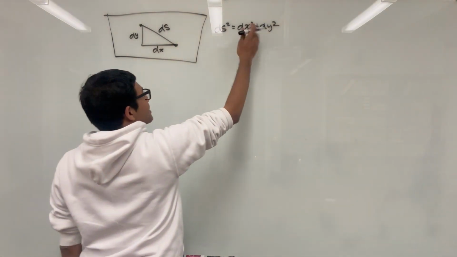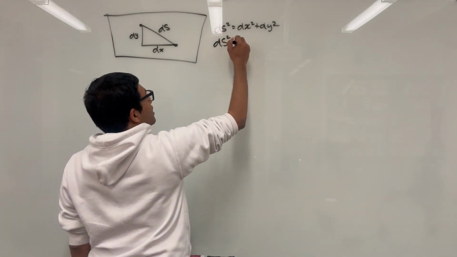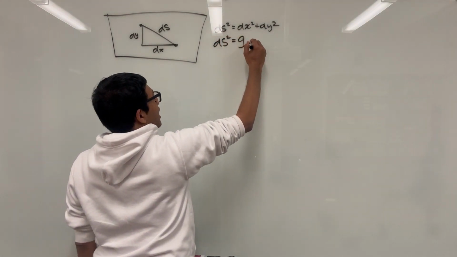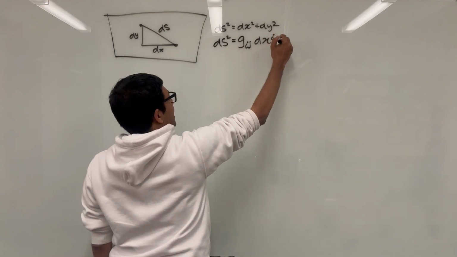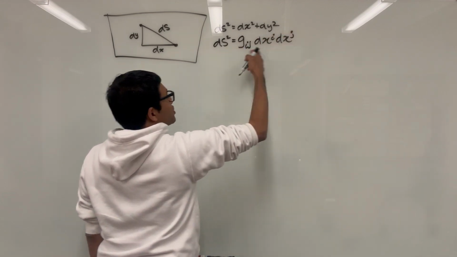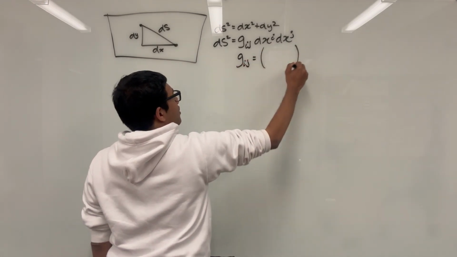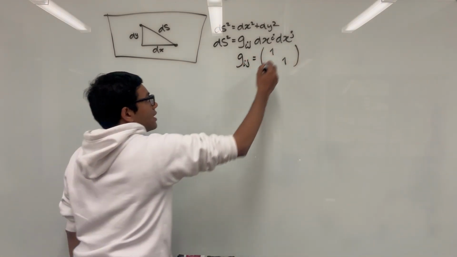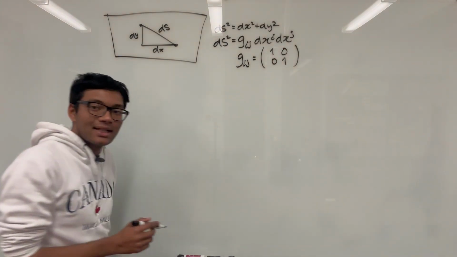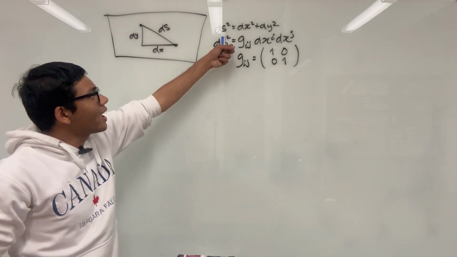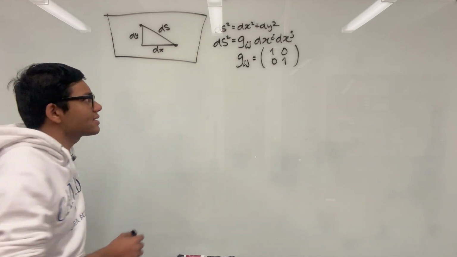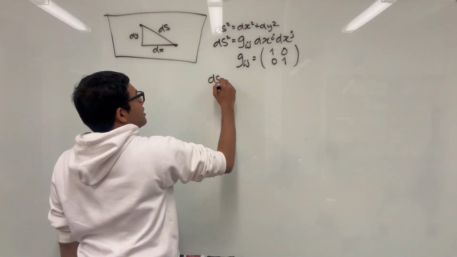I can generalize this equation by saying that ds squared is g_ij dx^i dx^j, where g_ij is some metric given by (1, 0; 0, 1). It's just the identity. So why are these two equations the same thing, you might ask? Well, I can show you that directly here.